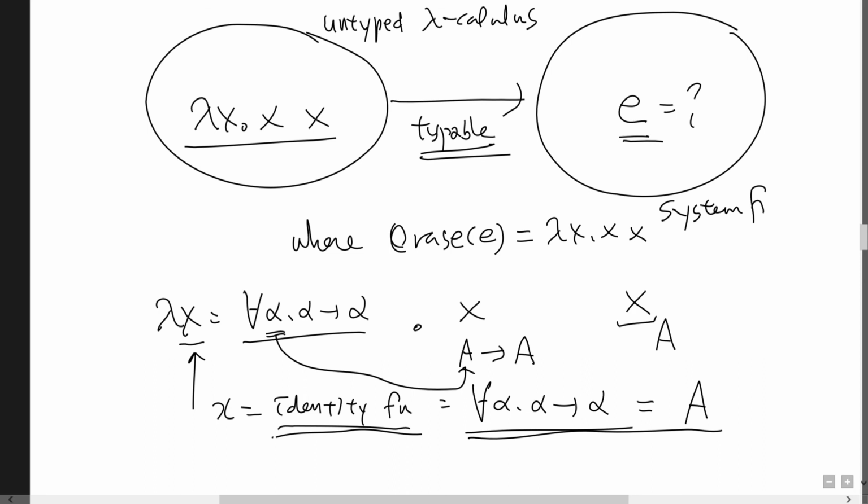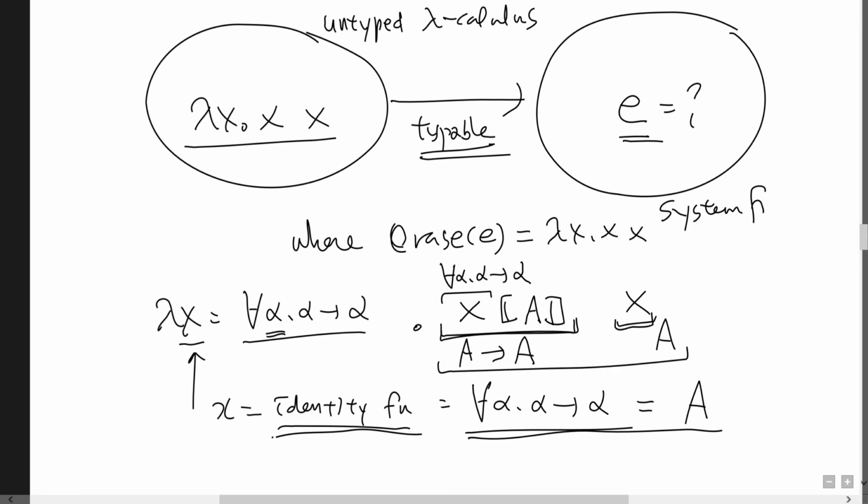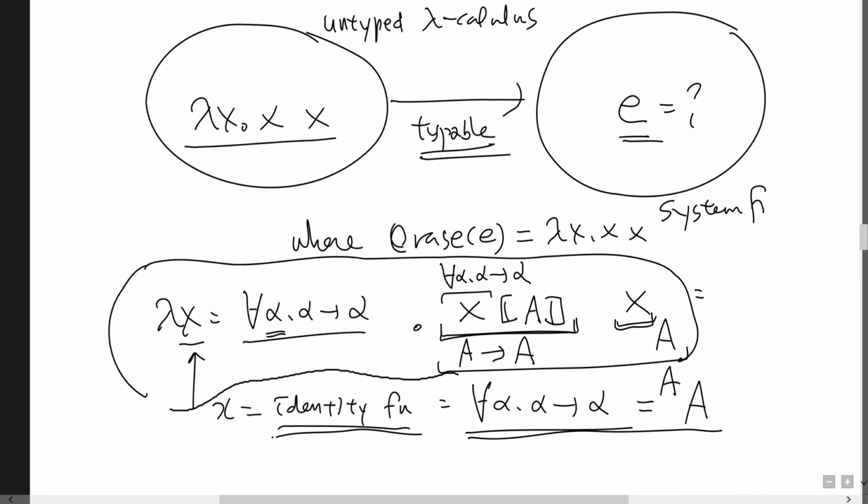So what we do is to introduce this type application. This variable x has type for all alpha, alpha arrow alpha. Therefore, this type application has type A arrow A. So this is A arrow A, this is a type A. So the whole application is of type A. As a result, the whole expression has type for all alpha, alpha arrow, arrow A.